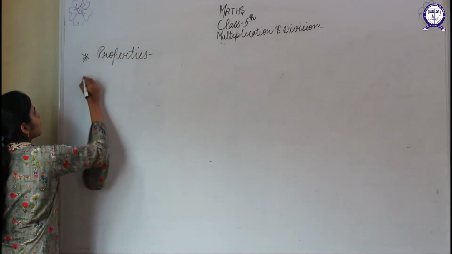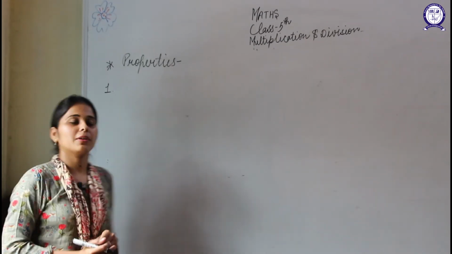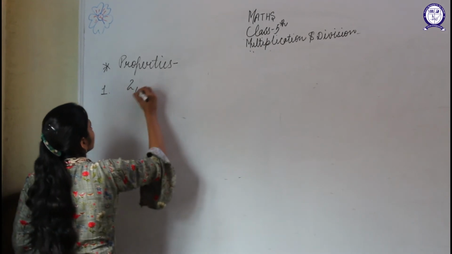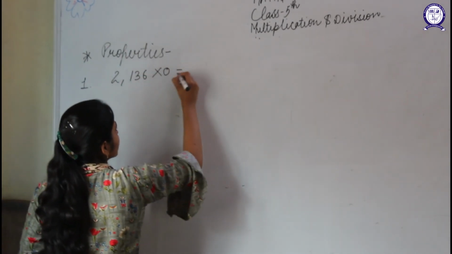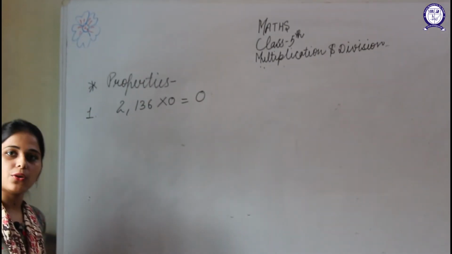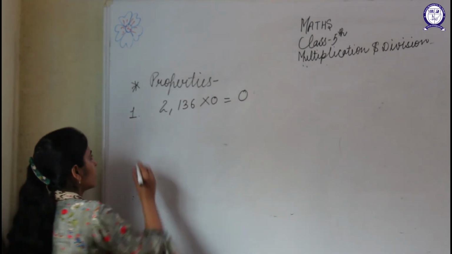So some properties of multiplication, students: when a number is multiplied by 0, the answer will be 0. Suppose here we are having 2,136 and we are multiplying this by 0. Our answer will be 0 only. So whether it is an 8 digit, 6 digit or 7 digit number, the answer will be 0.